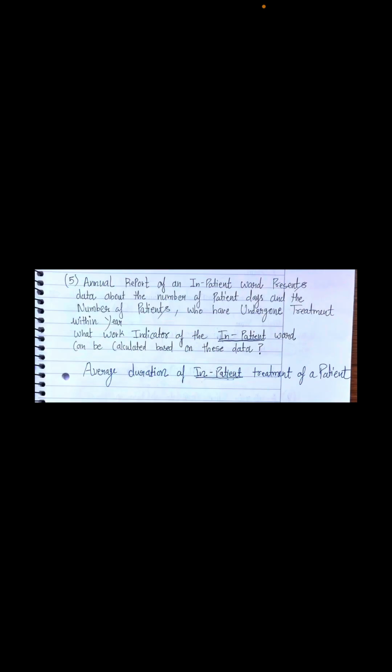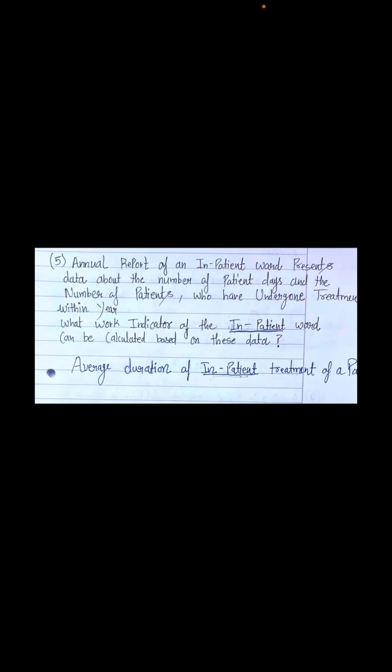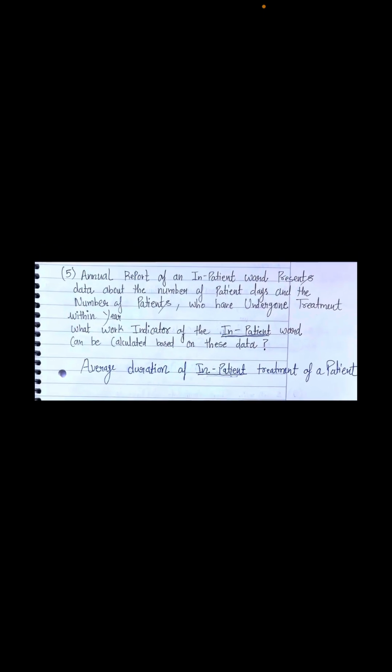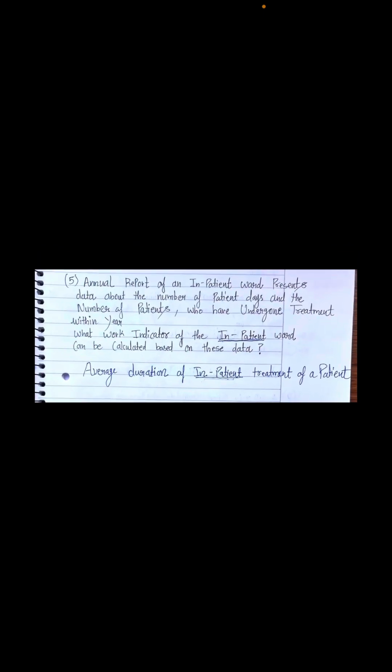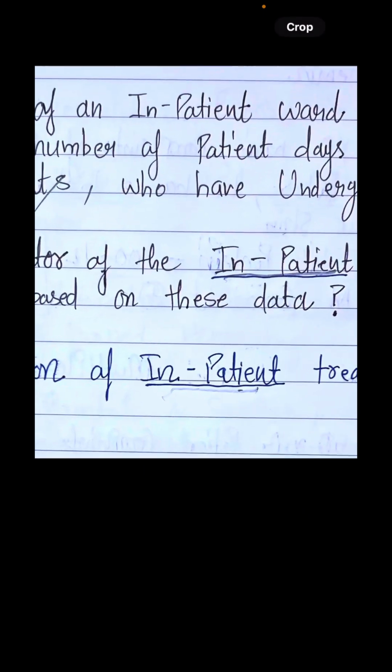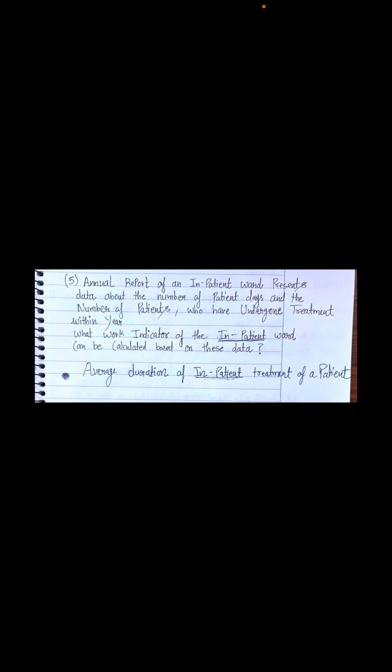Another similar question asks what work indicator of the inpatient ward can be calculated based on this data. The data is an annual report of an inpatient ward presenting the number of patients, days, and the number of patients who have undergone treatment within a year. The question itself says inpatient, so use the word inpatient in the answer. The answer will be the average duration of inpatient treatment of a patient.